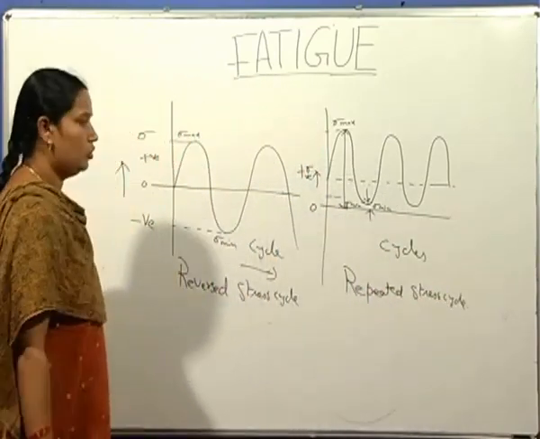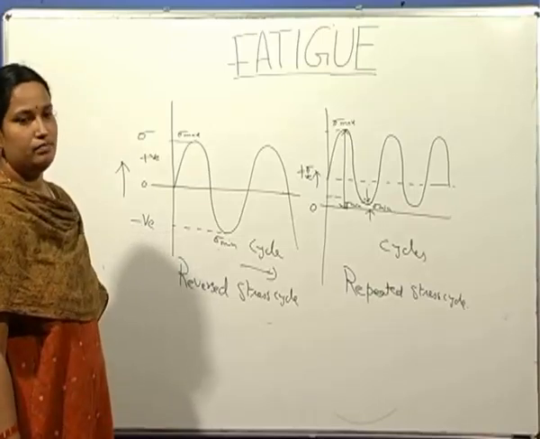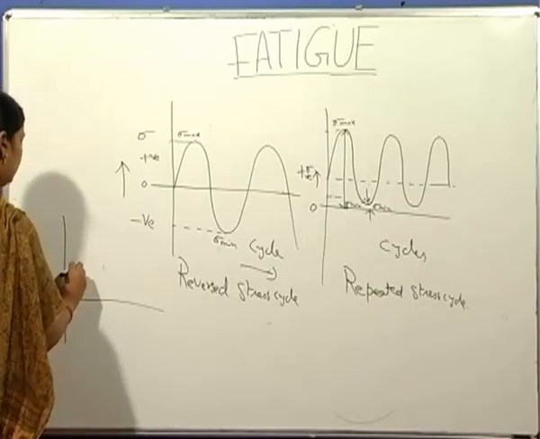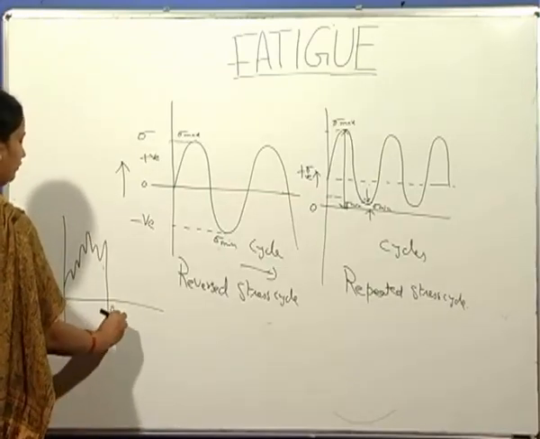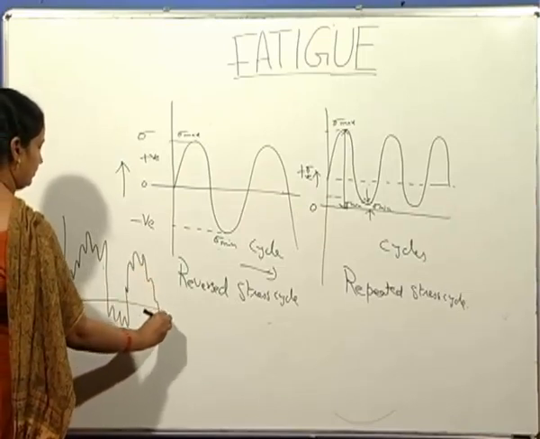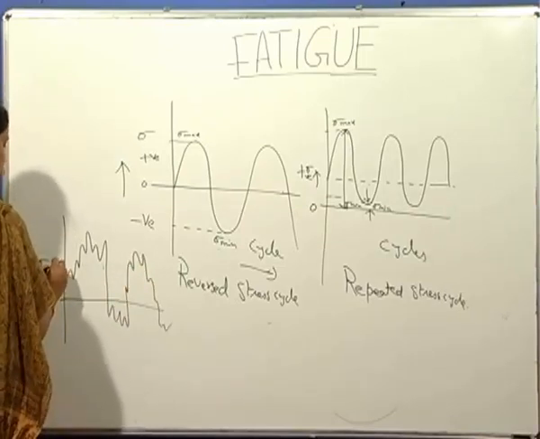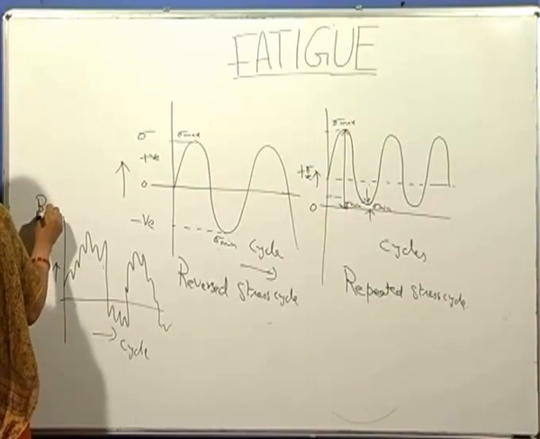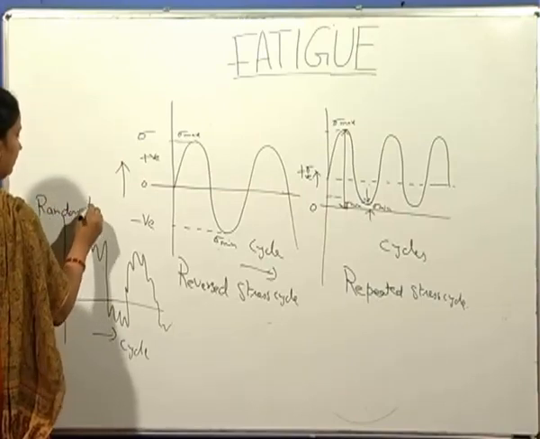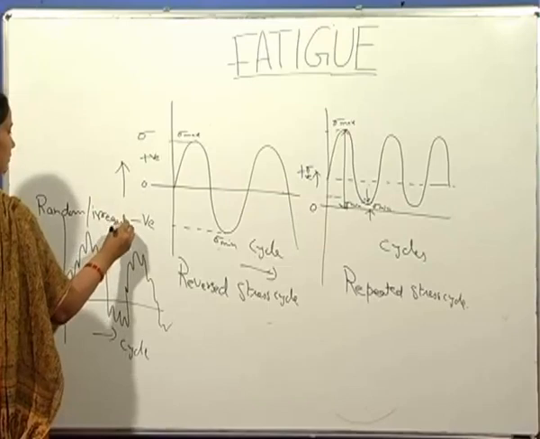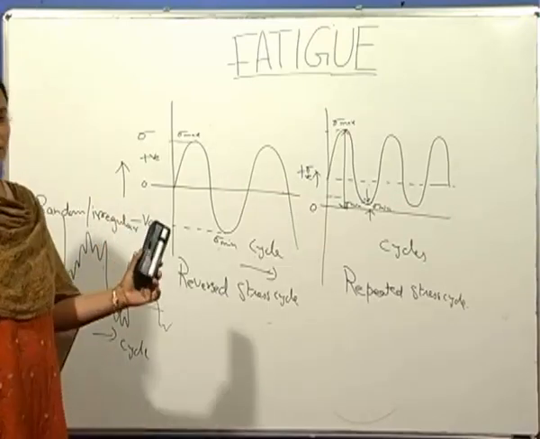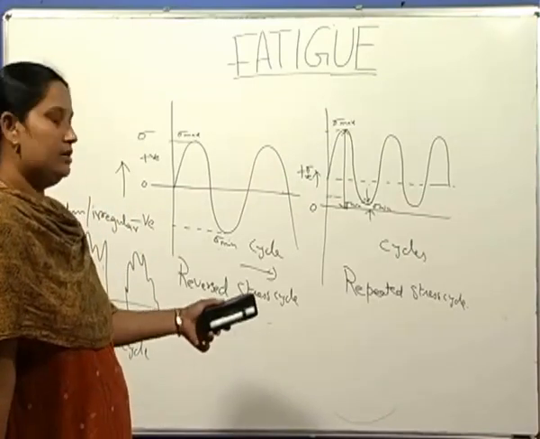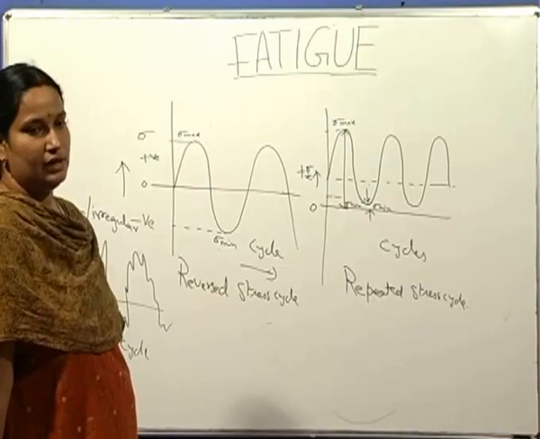Then the third type of stress cycle is known as random or irregular, which is especially encountered in the case of airplane wings. So this is stress versus cycle for the case of random or irregular stress cycle. So these are the three common forms of stress cycle: reversed stress cycle, repeated stress cycle, and random or irregular stress cycle.